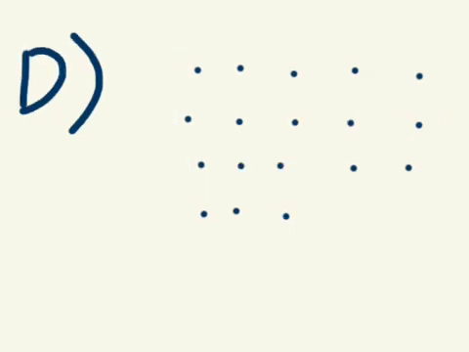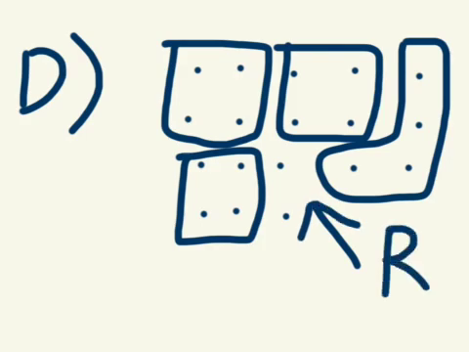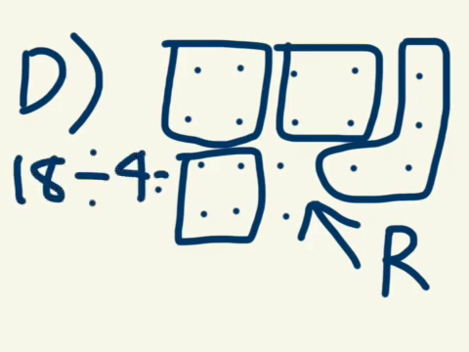For the last question, we have 18 counters and we need to put them into groups of 4. So it'll look something like this. And once again, we have our remainder with a magic number of 2. So our answer to 18 divided by 4 is that we have 4 groups with a remainder of 2.